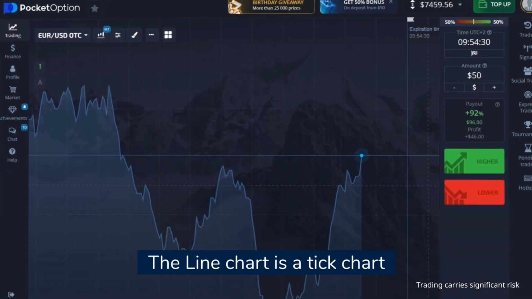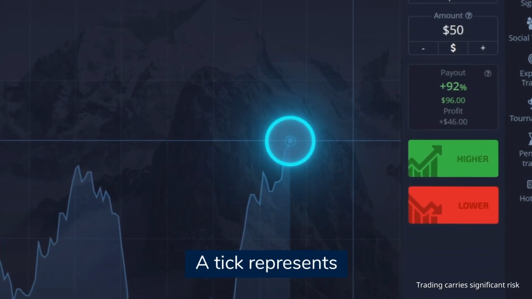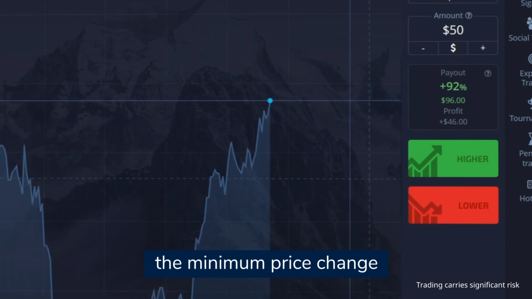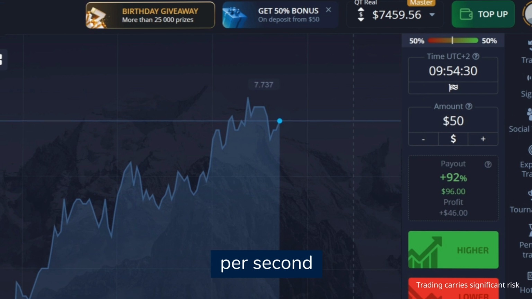The line chart is a tick chart that displays real-time price movement. A tick represents the minimum price change. At maximum zoom, you can see several ticks per second.